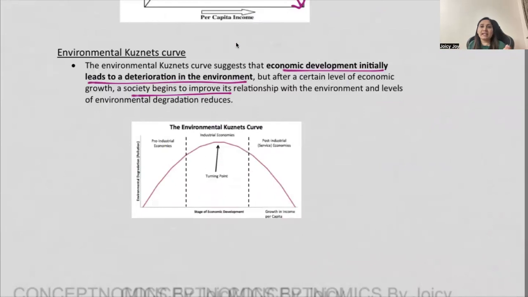Initially, if you take any example, any developed country has contributed so negatively to environmental degradation. But after some point, they do understand the importance of sustainability and conserving the environment, and therefore the attitude towards the environment progresses naturally. So this is the environmental Kuznets curve. See here, in the pre-industrial economies, deterioration was high, but later it reduces. Okay, so that is the environmental Kuznets curve.